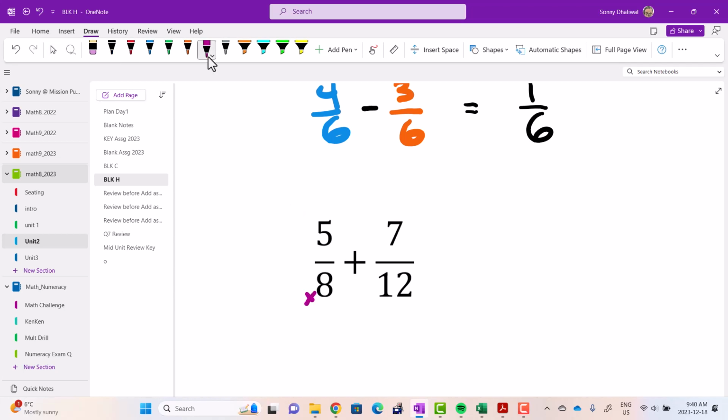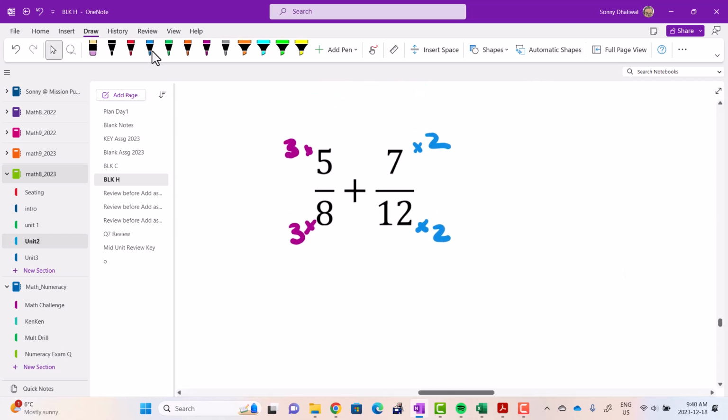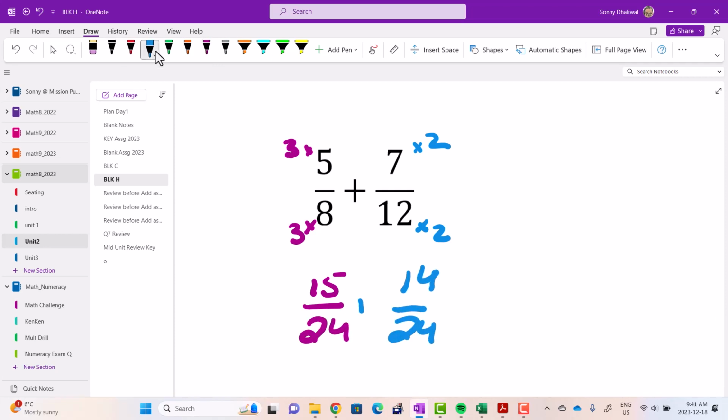Times this one by 3. 8 times 3 is 24. So we're using our multiplication chart, right? That's all this is where the numbers are coming from. Top and bottom. And if I go times this one by 2, right? And I rewrite our new fractions. 3 times 5 is 15. 8 times 3 is 24. The other one, we have 24. We have 14 with a plus sign in between. The bottom stays the same.